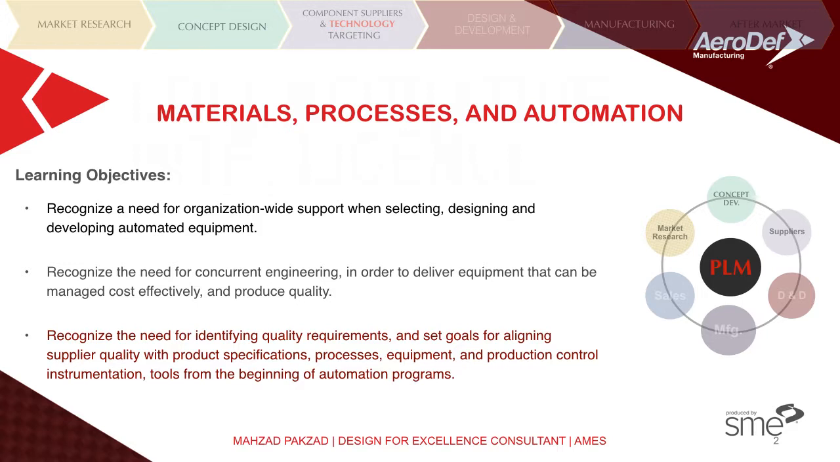Materials, processes, and automation. Learning objectives. Recognize a need for organization-wide support when selecting, designing, and developing automated equipment. Recognize the need for concurrent engineering in order to deliver equipment that can be managed cost effectively and produce quality. Recognize the need for identifying quality requirements and set goals for aligning supplier quality with product specifications, processes, equipment, and product control instrumentation tools from the beginning of automation programs.